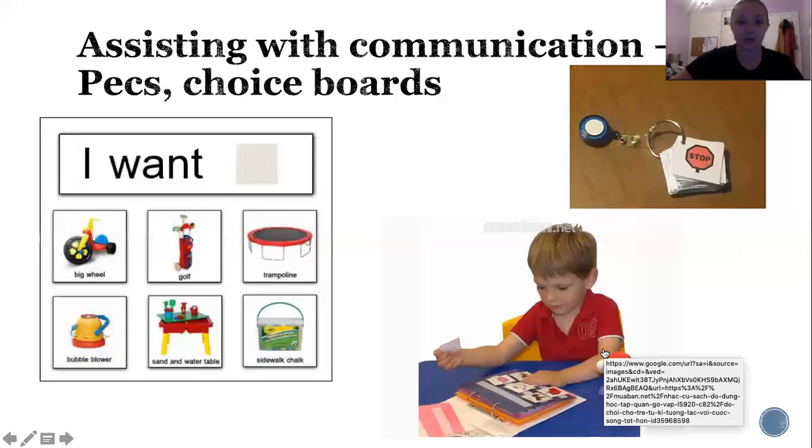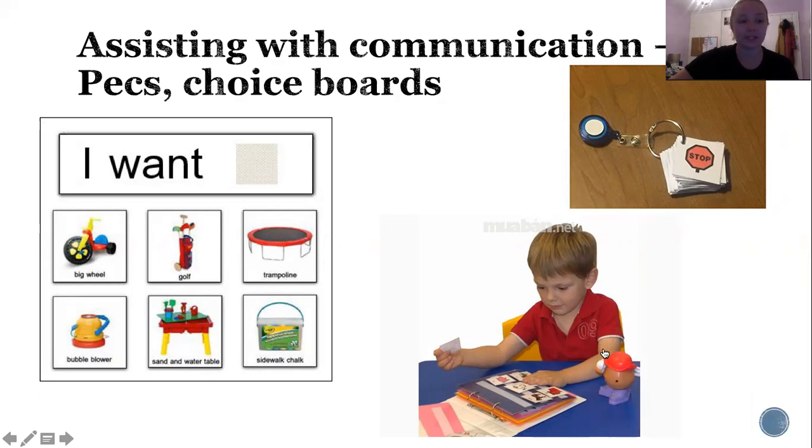Next, let's talk about PECS and choice boards. Picture Exchange Communication System, or PECS, improves communication for students that have difficulty with spoken language by allowing them to have their words or pictures be available to them in a physical way.